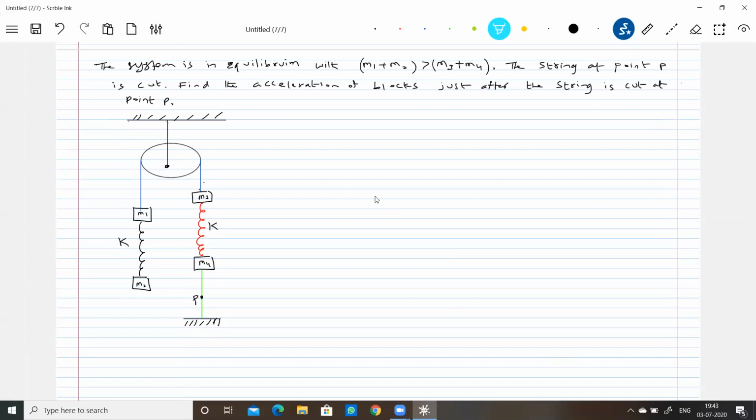Don't get scared, so many blocks are there. The system is in equilibrium. He has given one condition: M1 plus M2 greater than M3 plus M4. The string at point P is cut. Here is the point P. Find the acceleration of blocks just after the string is cut at point P.